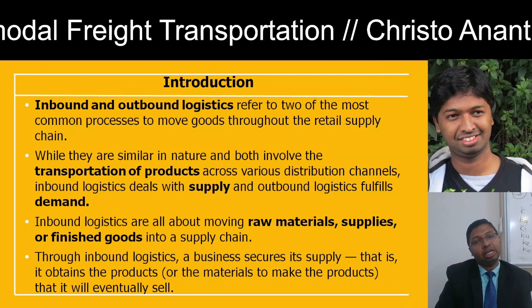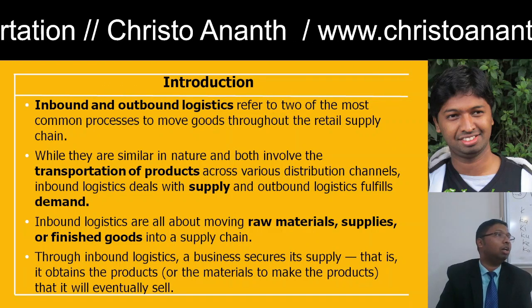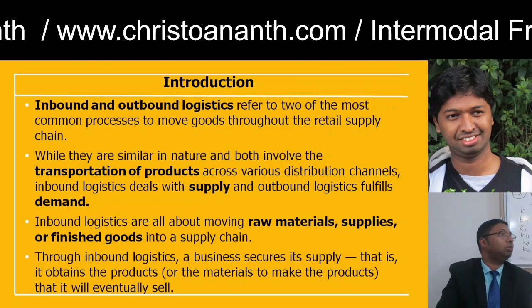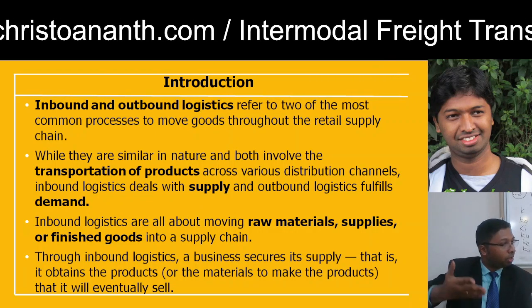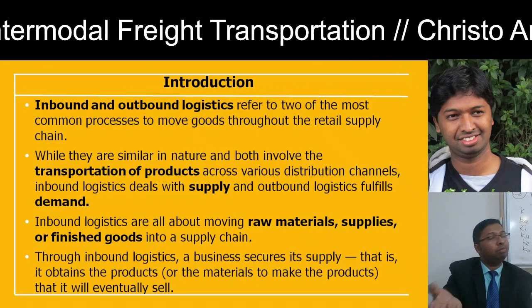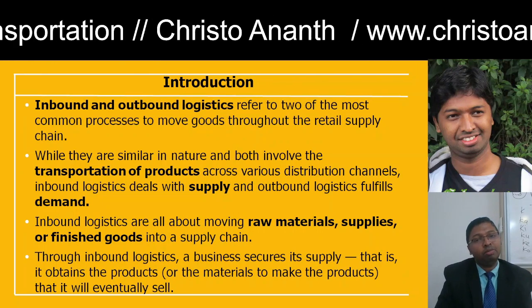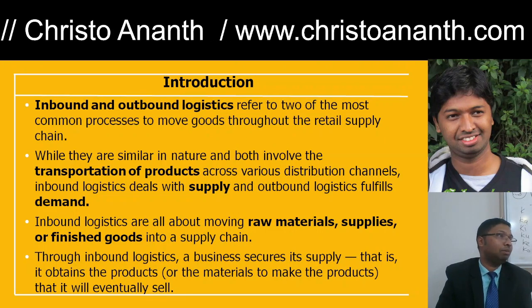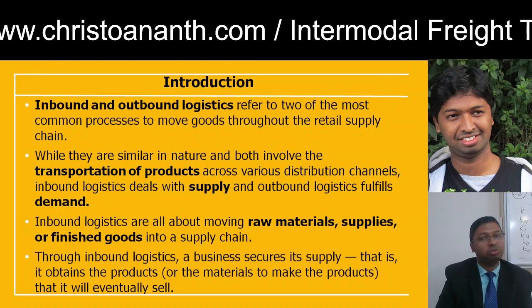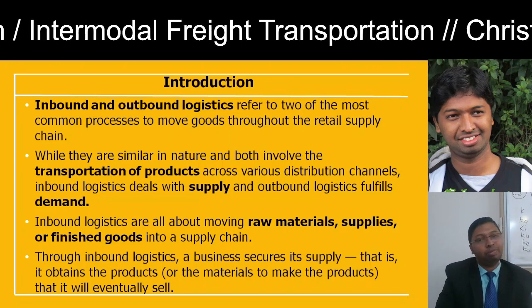Simply speaking, inbound logistics is all about supply, and outbound logistics is all about fulfilling the demand. So this is supply, according to the processes that are involved, and outbound logistics is meeting or fulfilling the demands and satisfaction. For inbound logistics, you can have some examples. You can move the raw materials, supplies, or finished goods, and so on. That has to take over in the supply chain process.